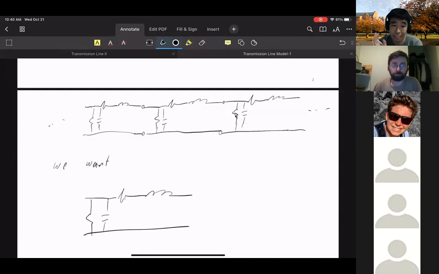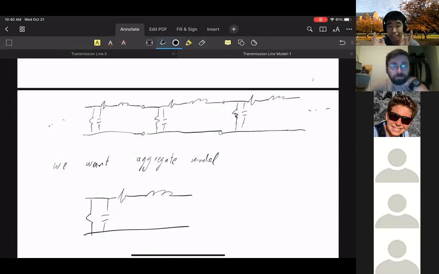We want one giant circuit like this. We want it lumped, a so-called aggregate. We don't want this sort of distributed thing along the section of the line. We want one big giant circuit model that just represents the line.